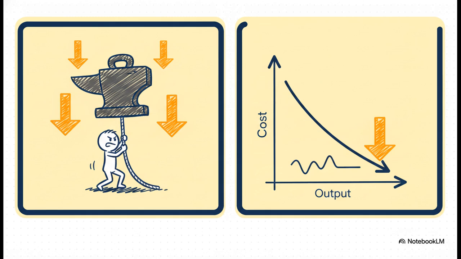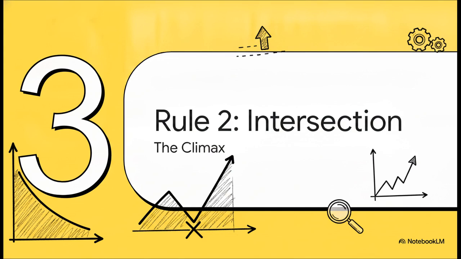Think about it. Because the cost of producing that next single extra unit is cheaper than the average of all the previous units, throwing it into the mix obviously drags the overall average down. But, it can't fall forever. Let's look at the climax of the graph where these two forces finally collide.